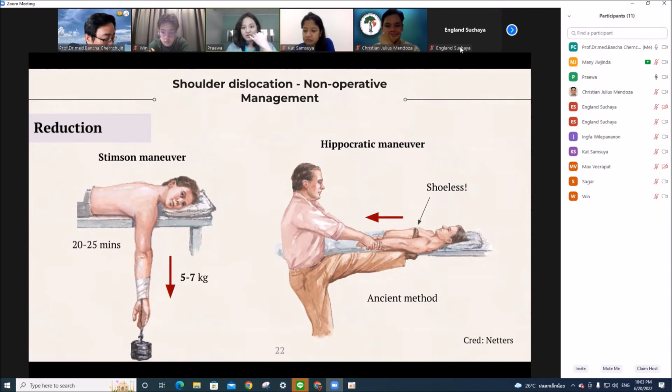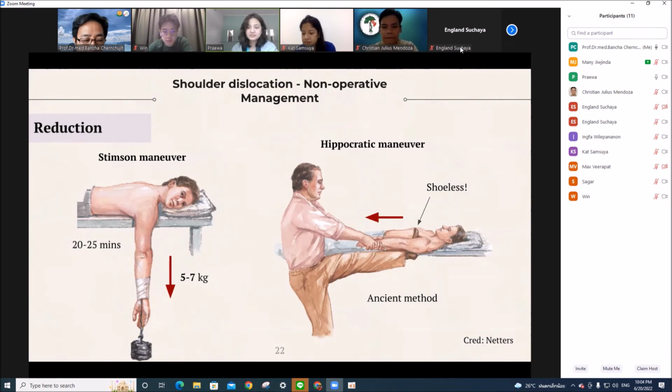And the Hippocratic maneuver is an ancient method that we don't usually use anymore. So with that one, the patient lies supine on the table, and the examiner will put a foot on the axillary area, and they will counter traction the shoulder down. But it's not recommended nowadays, okay? Yeah. Because your foot, shoeless, it looks very barbarian, right? Yeah, so you can damage the brachial plexus, yeah? And it's not polite also, yeah, to use the foot that way, okay? So we stopped doing that.